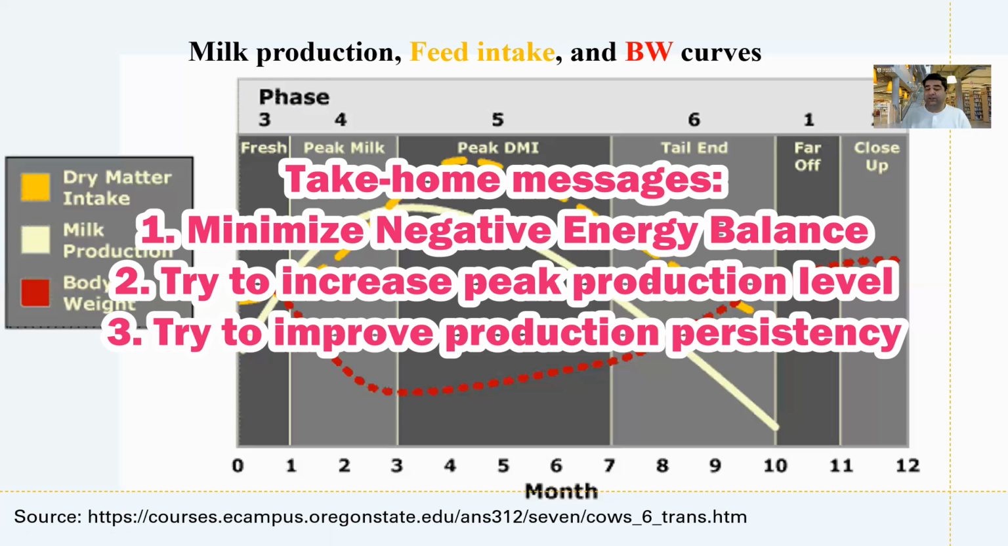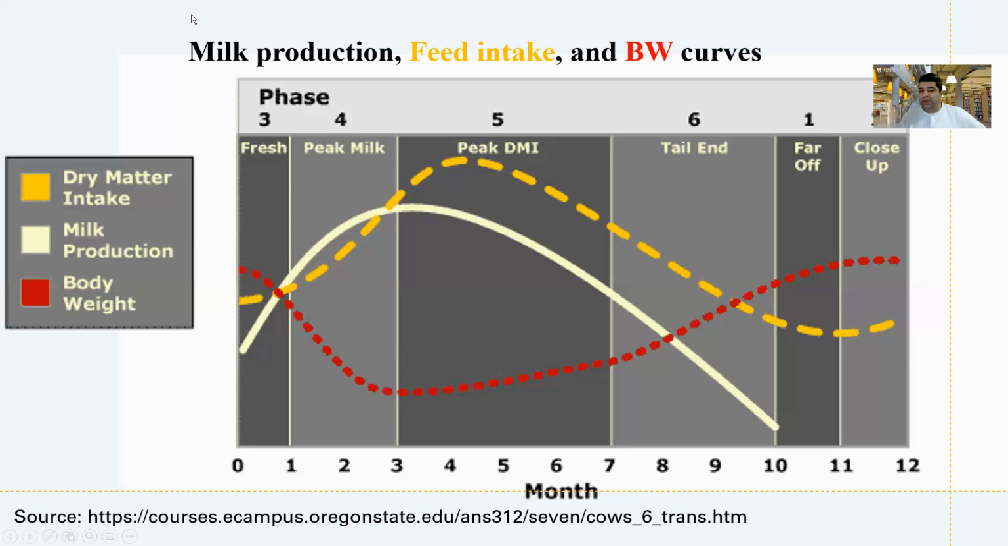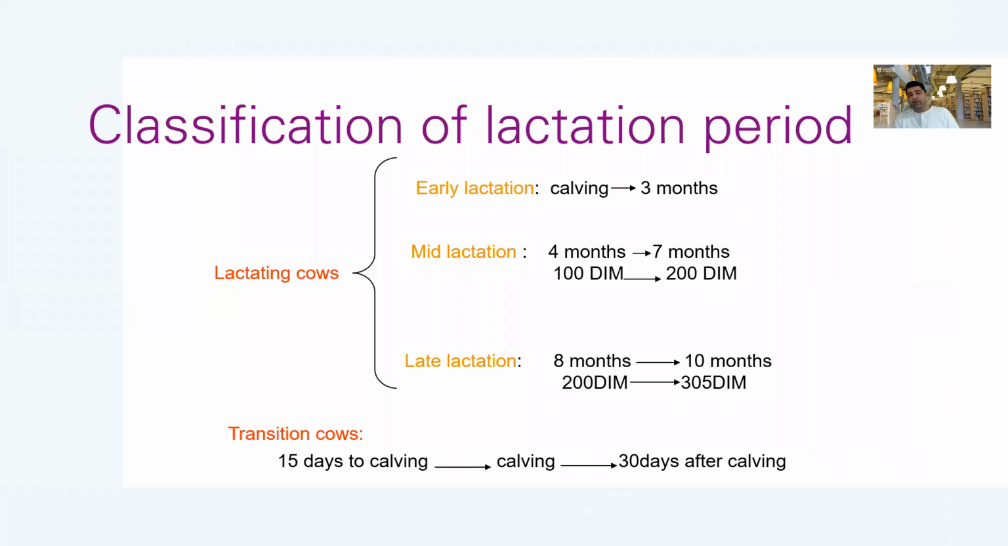And the last take-home message from this curve is persistency of milk production. It means the slope of a milk production curve, how fast or how slow the milk production is going to come down. We call it persistency. And in my next episode, I'll talk about persistency more specifically, and also as a factor to evaluate a nutritional management system of a dairy herd. Okay, let's move on to the next slide.